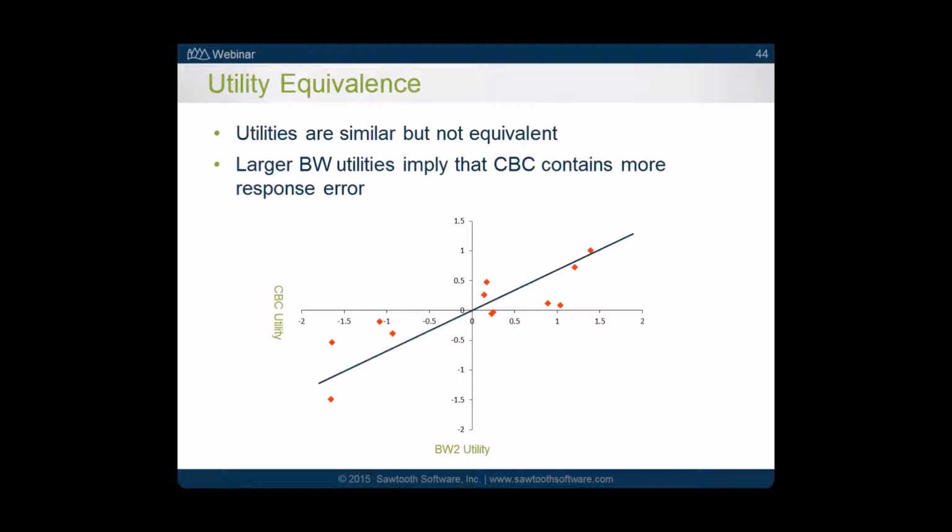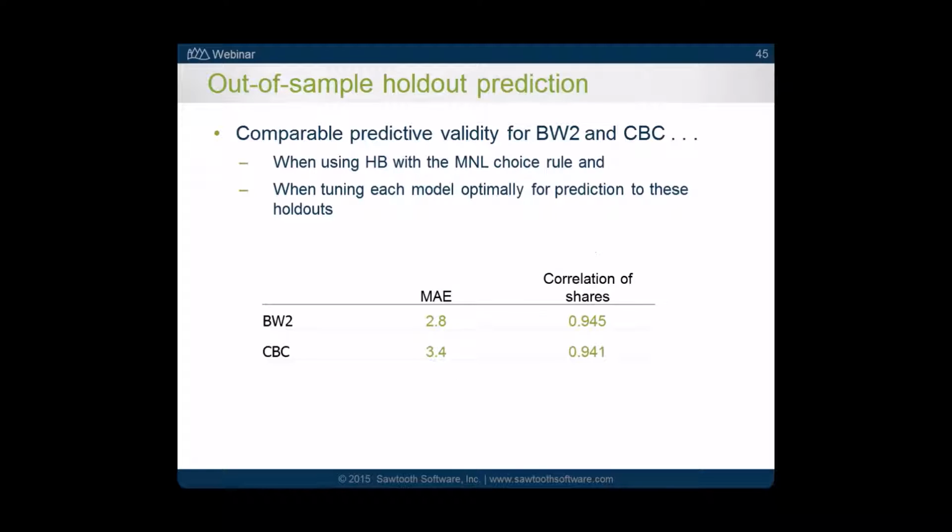The other thing to notice is how much wider the best-worst utility scale is. It goes from about -1.6 to +1.5, whereas the choice-based conjoint utility's vertical range is narrower. So the slope on that line is less than 1. And that's just visual evidence that because the utilities from the best-worst case 2 are larger, there's less response error in the best-worst case 2 data than there is in the choice-based conjoint data.